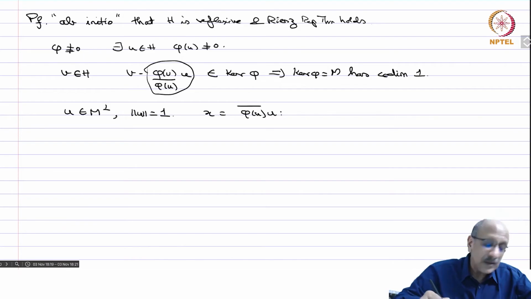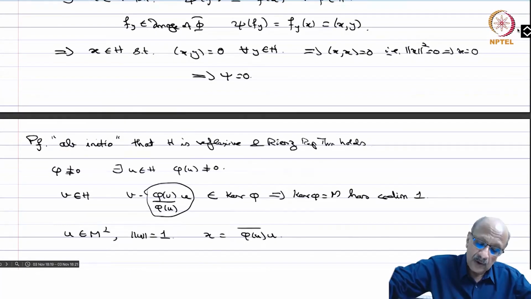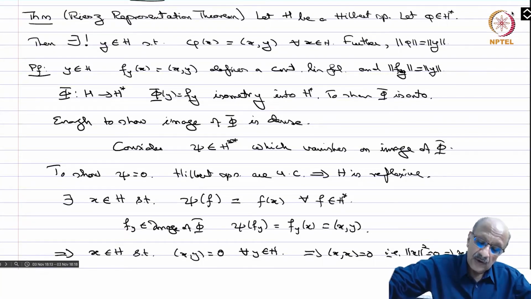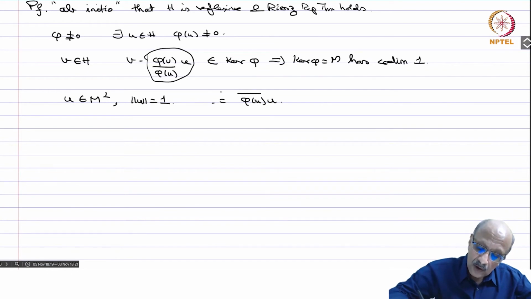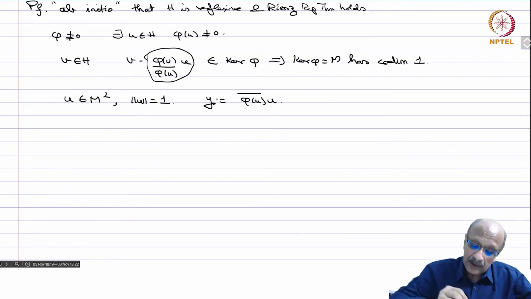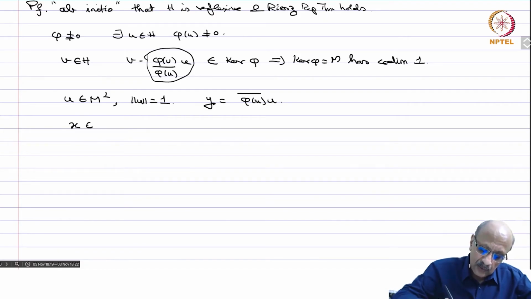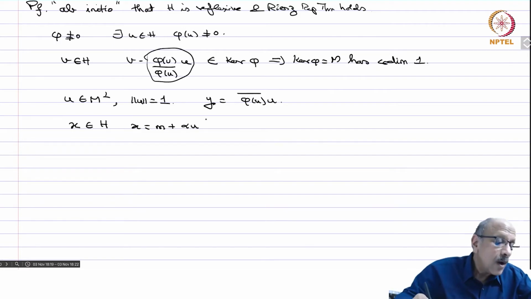Okay, so let us take any y. Let me not mix up the notation. So there exists a unique y in H. Let me call this y. Now let me write this. If you take any x belonging to H, then x can be written as m, which is in the kernel, plus some alpha u. Okay, x equals m plus alpha u.